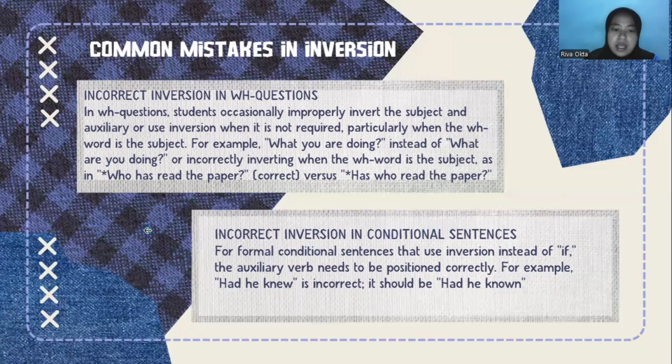And last, incorrect inversion in conditional sentences. For formal conditional sentences that use inversion instead of if, the auxiliary verb needs to be positioned correctly. For example, had he known is correct, while had known he is incorrect.